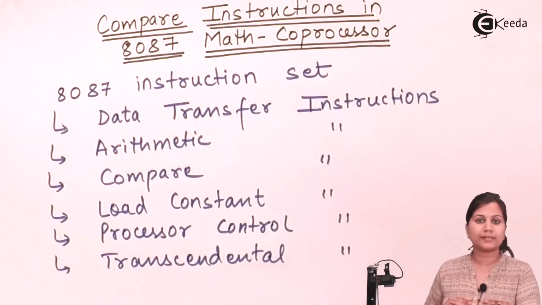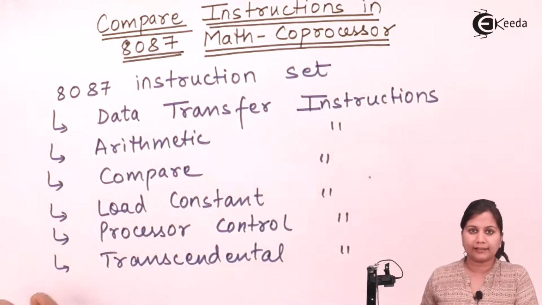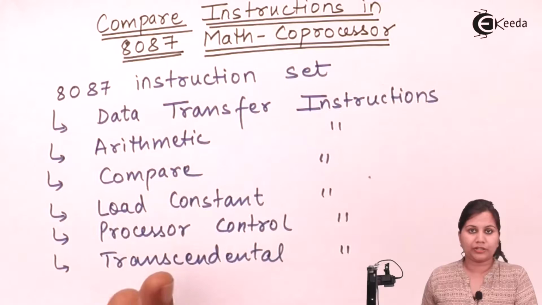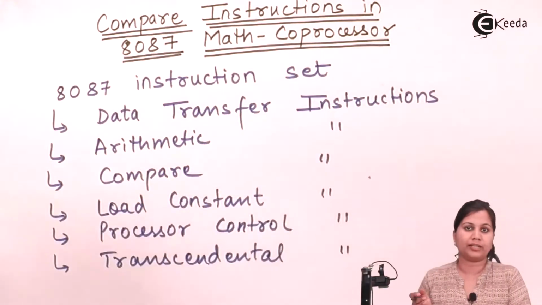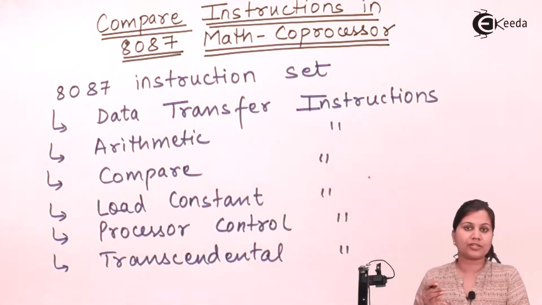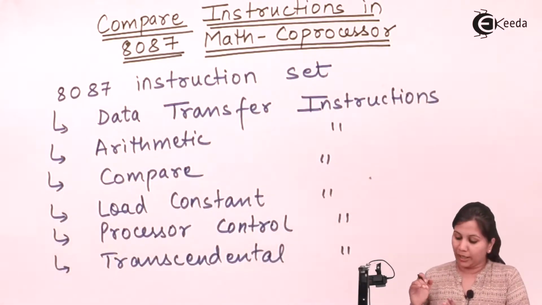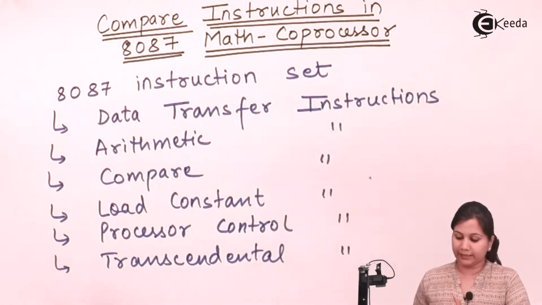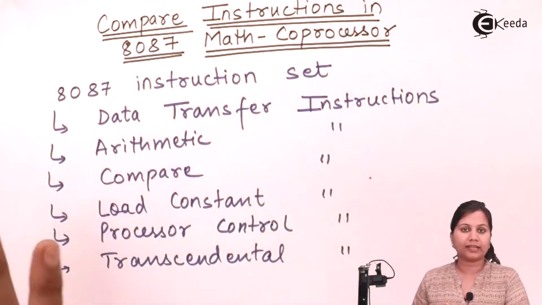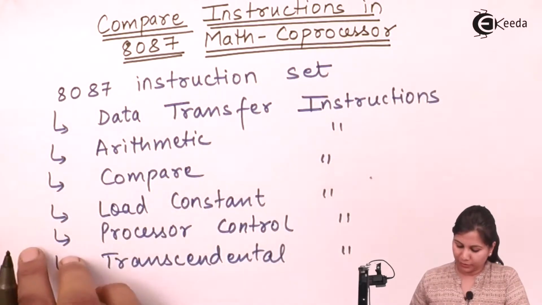So all the instructions present in the instruction set are classified into these six categories depending upon the operation they perform. Data transfer instructions transfer the data from one location to another location. Arithmetic instructions perform the arithmetic operations. Compare instructions compare the data. Just like this, the instructions are classified. Now in this video we will study the compare instructions present in the 8087 coprocessor instruction set. So let's start with this.